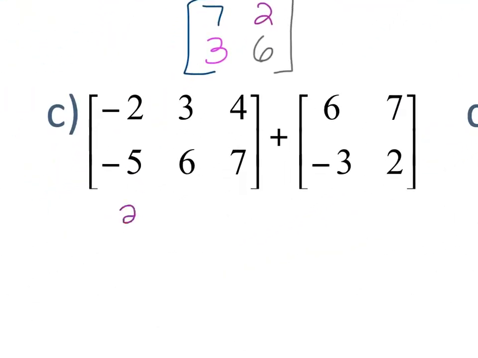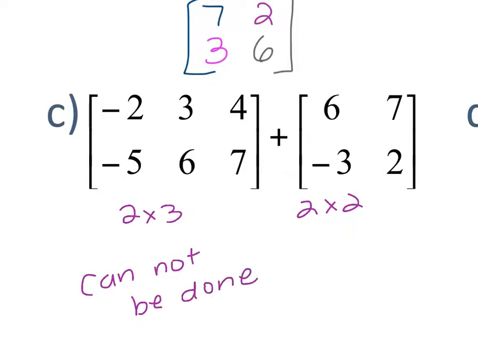C, this is a 2 by 3 and a 2 by 2, so it can't be performed. And when it says to explain, you would just say that there are different dimensions.